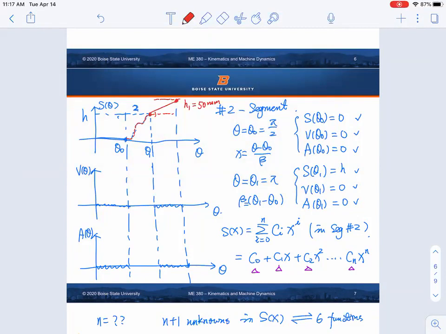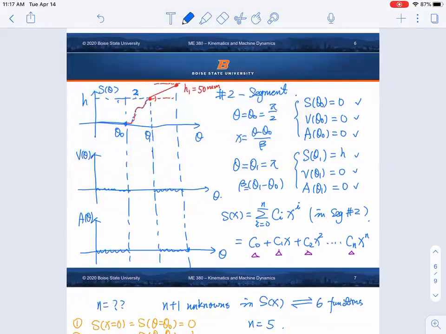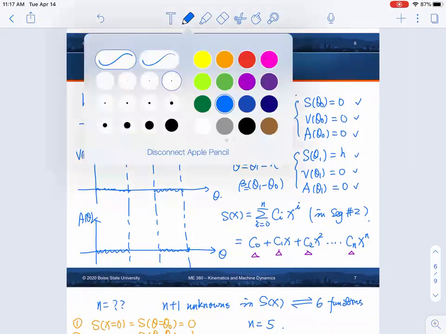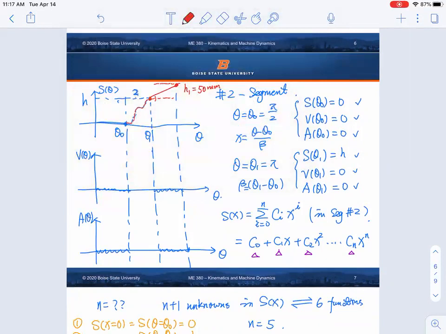If it's no longer flat, can you find your polynomial for segment 2 and segment 4? The hint is that in this case you're going to need to change your boundary conditions, because your velocity here is no longer 0. In the third domain you actually have a constant velocity, which is the slope of this. And your acceleration is still 0.